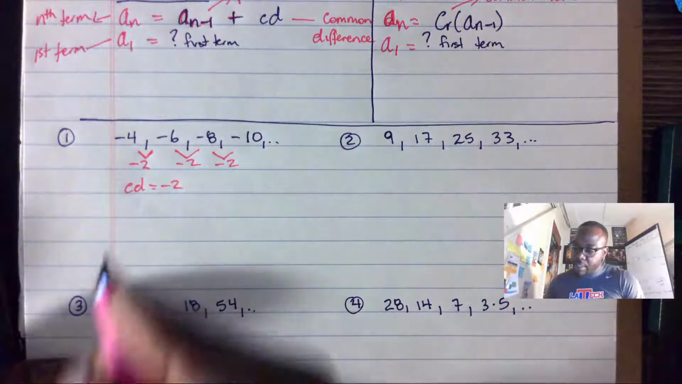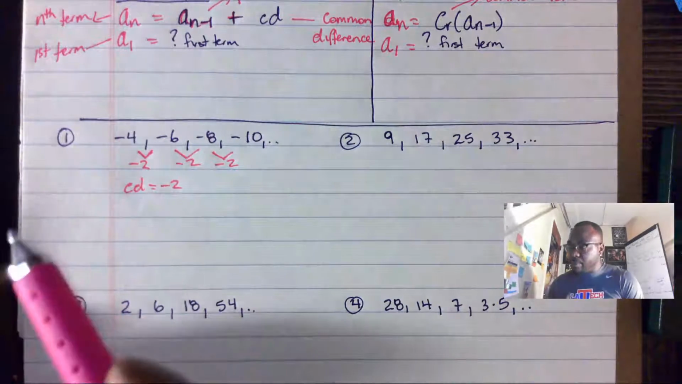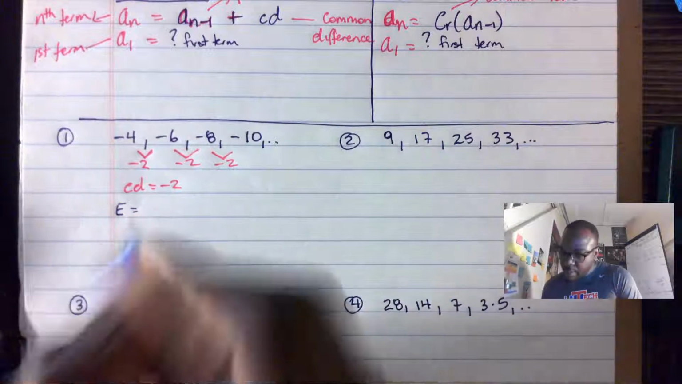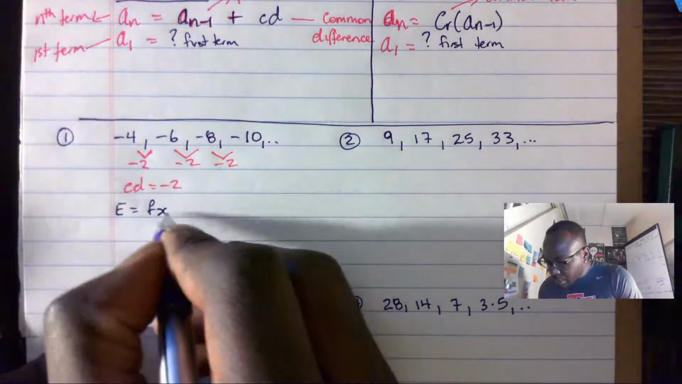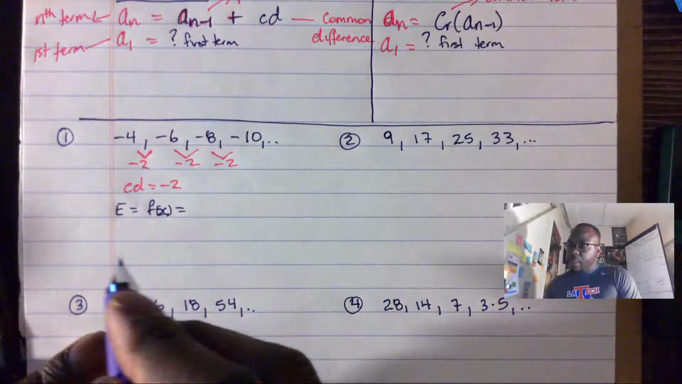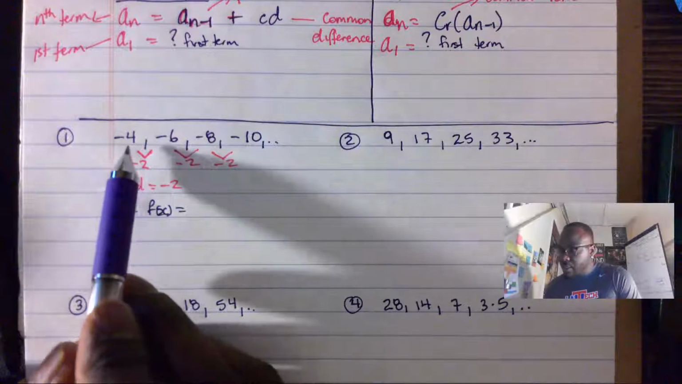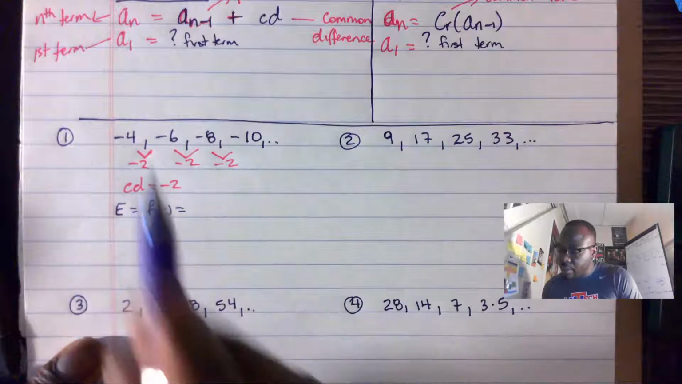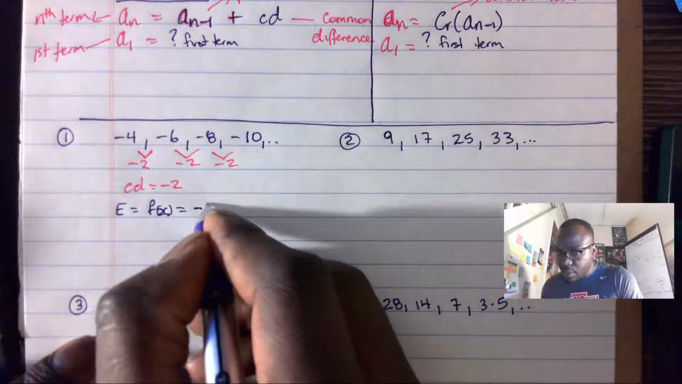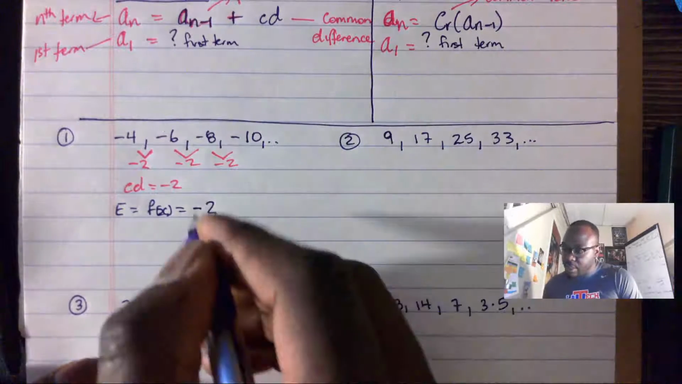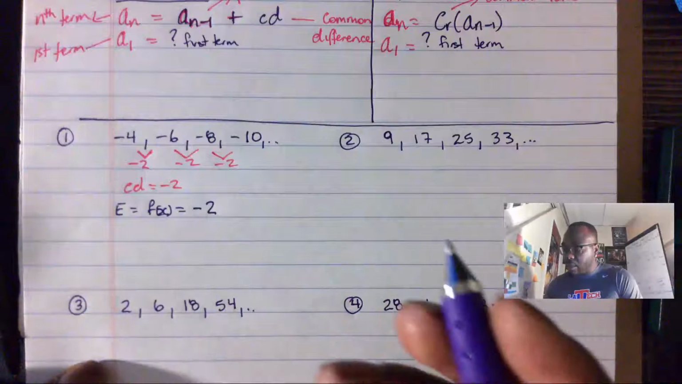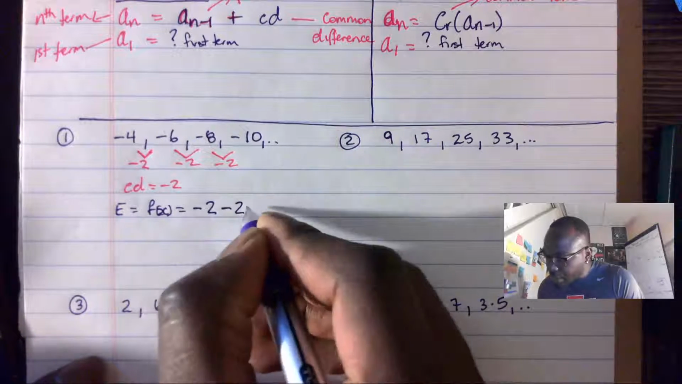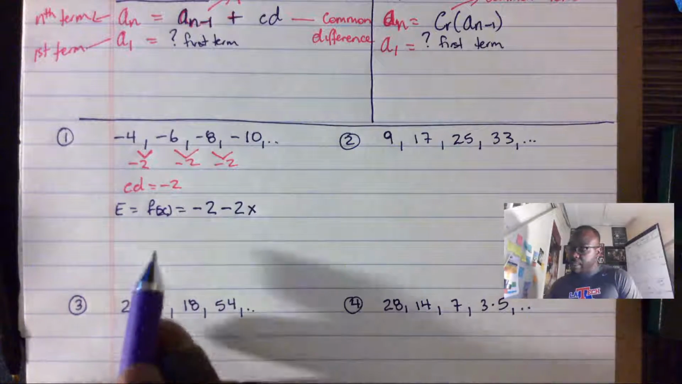So now I have to list my two formulas: my arithmetic explicit and my recursive. With explicit, f of x is equal to, I have to find my previous term. If they subtracted 2 here, then the term before this, if I add 2 here, it's going to give me -2. Then if I go back and look at my formula, it says plus the common difference, but the common difference is -2. So it ends up being -2 times x. And this is my explicit formula.